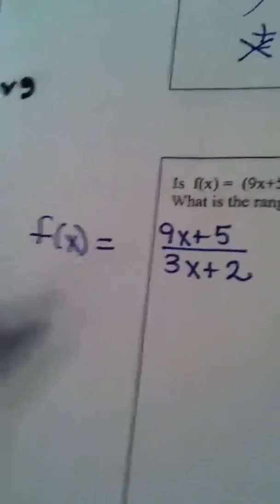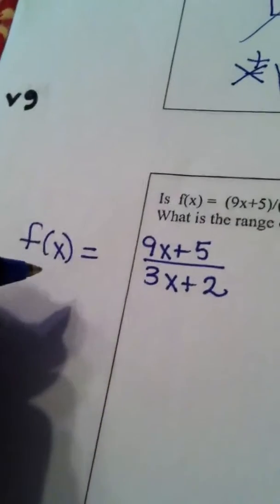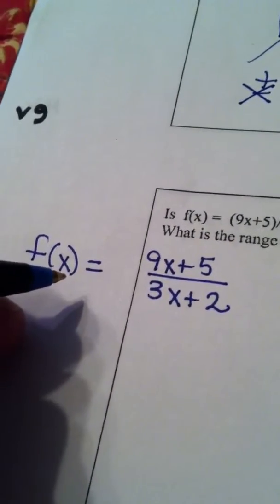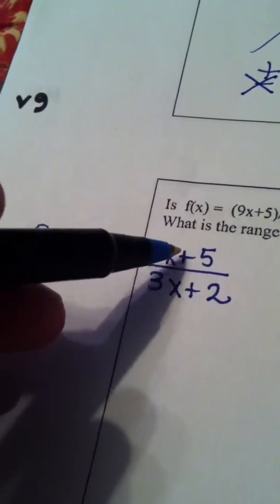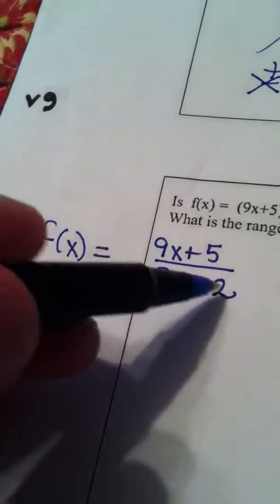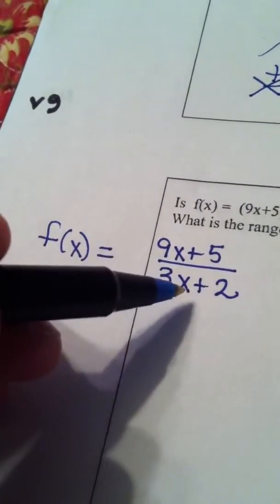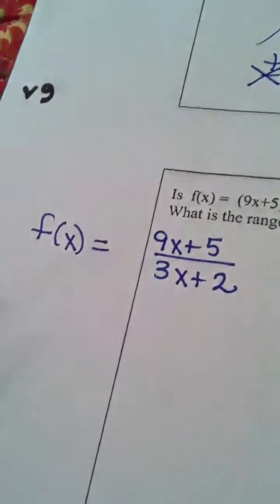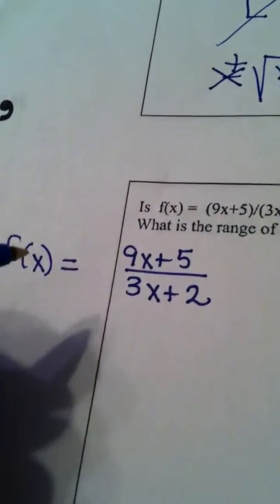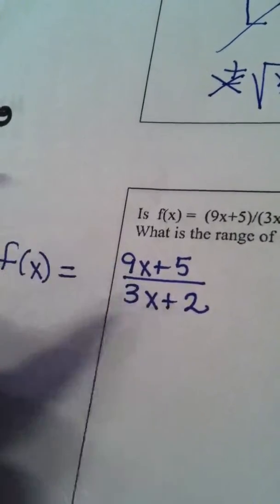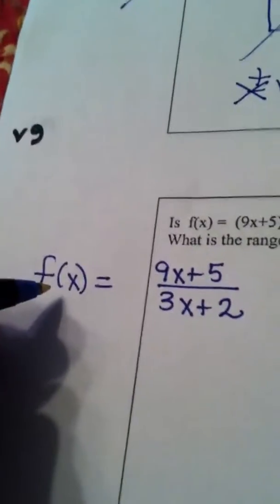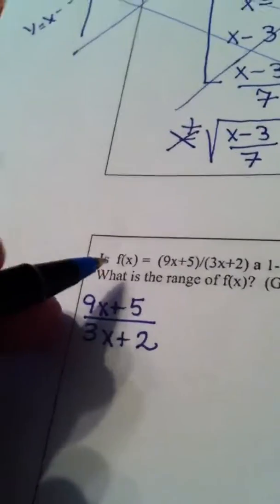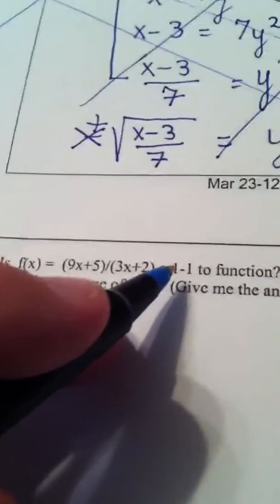All right, ladies and gentlemen, the next question gives us this rational function. Remember, it's called a rational function because it's the ratio of two polynomial functions, and of course the one in the denominator includes a variable, which means there's going to be a restriction involved. You want to make sure that the denominator never becomes 0. But anyhow, we're given this function, and the first question is: is the function a one-to-one function?